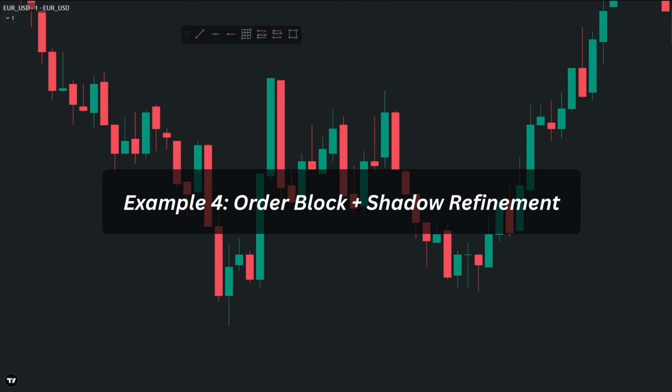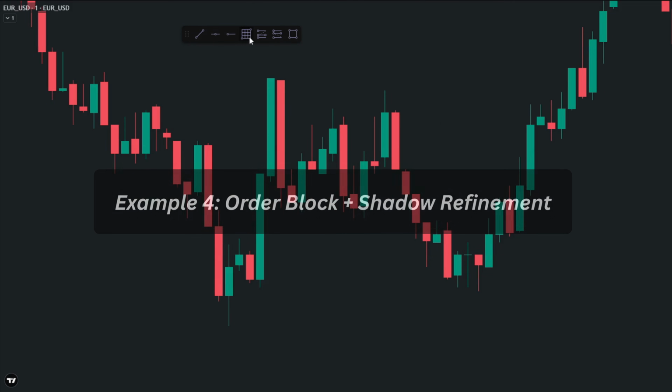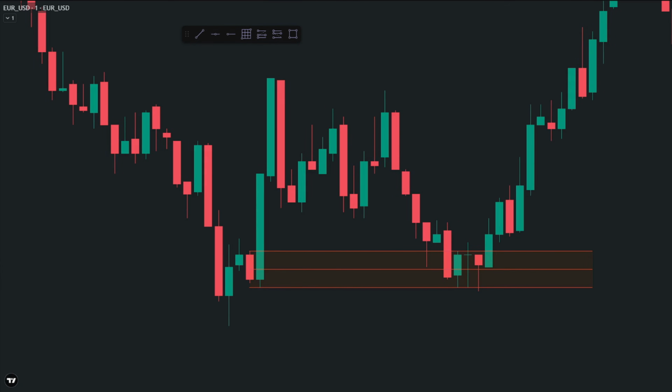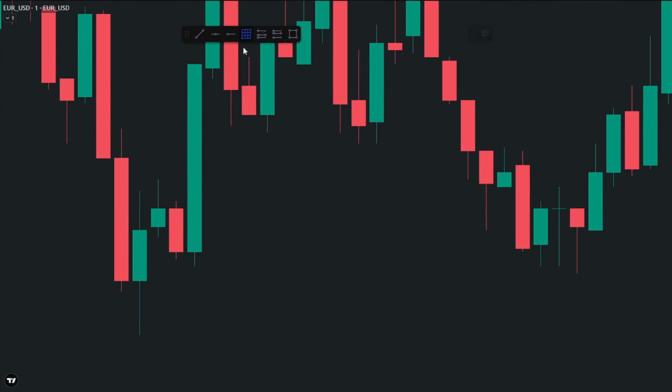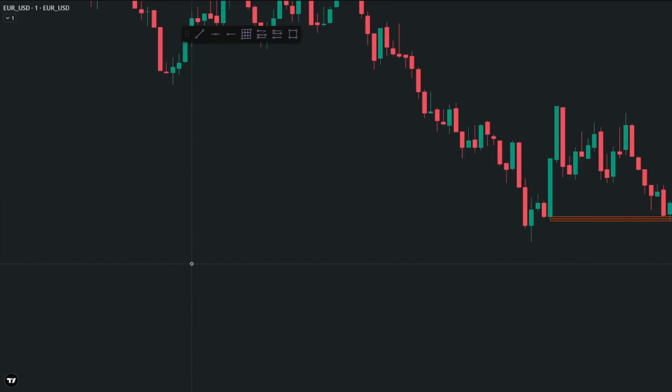Example 4. Order block plus shadow refinement. Here we have a bullish order block. Look at this candle. Its shadow dips below the previous candle's low, and then price reacts back, closing higher. This shadow represents the last bearish movement before the upward move in that candle. We define the order block as just the shadow of this candle, refining the zone to the most critical area.